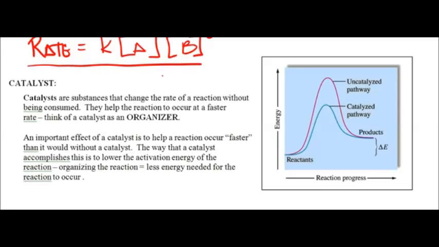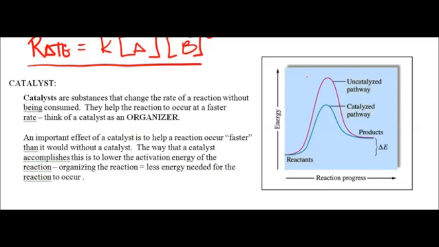A catalyst is never consumed in a reaction. Oftentimes, a catalyst can change throughout the reaction, but it always comes back in its original form. So if I started off with, say, 10 grams of magnesium in a reaction, and I don't get 10 grams of magnesium at the end of the reaction, then it was a reactant. So a catalyst is never consumed in a reaction. It acts like an organizer, and it helps lower the activation energy.